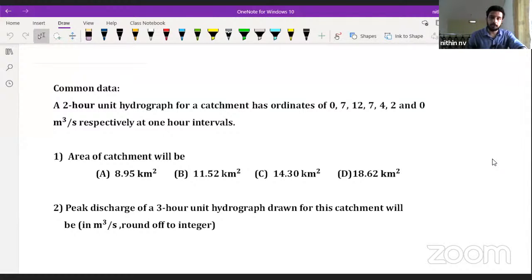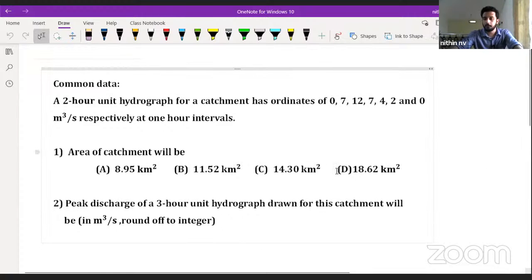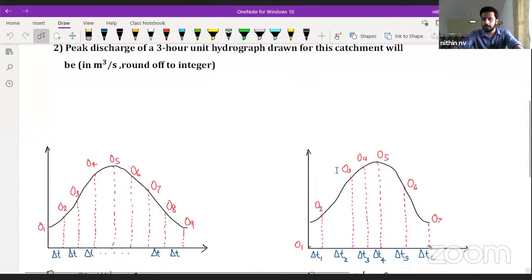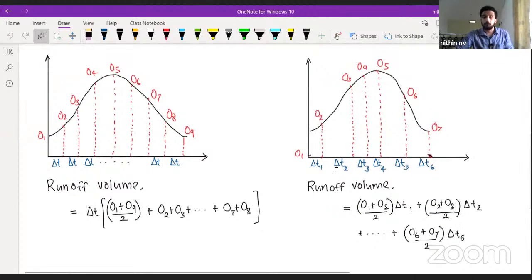Very important equation for hydrograph. The runoff depth is equal to runoff volume divided by area of catchment, and that area of catchment they are asking us to calculate. Yes, very good. I'm getting the answer already. Now see, I'm just telling you some points. If you want to calculate the runoff depth, then runoff depth is equal to runoff volume divided by area of the catchment. Meter cube per meter square is equal to meter. Like that we are going to get.